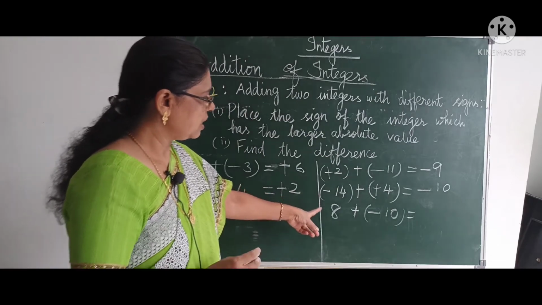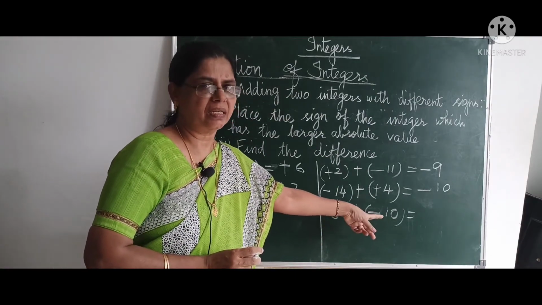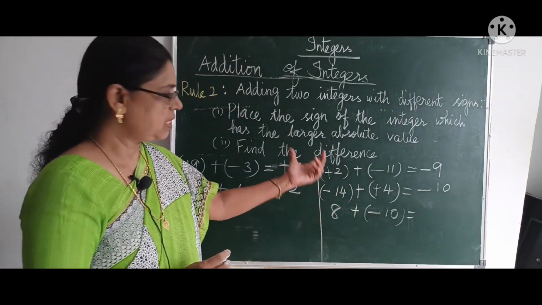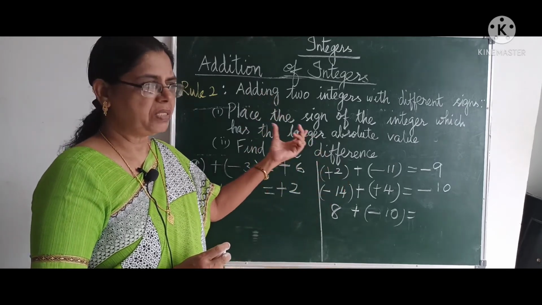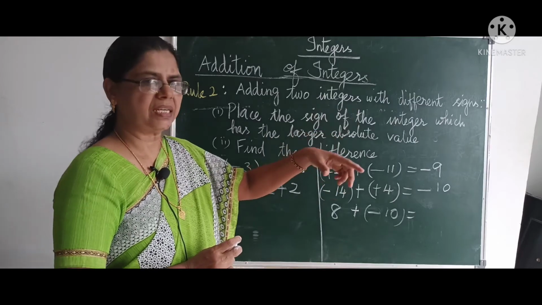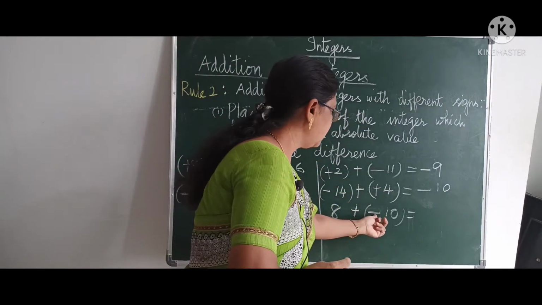The next one, 8 plus minus 10. Find out the absolute values of these two numbers. They are 8 and 10. So between 8 and 10, 10 is greater. 10 has minus sign in the question.